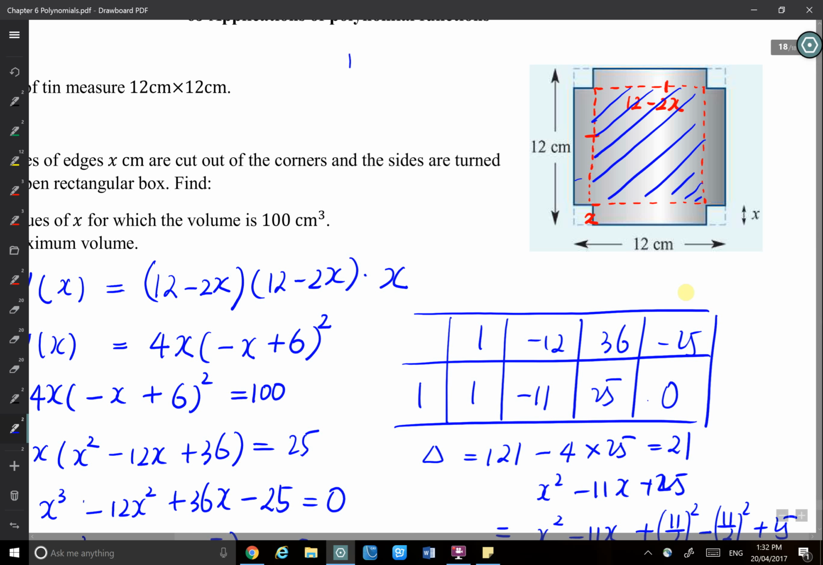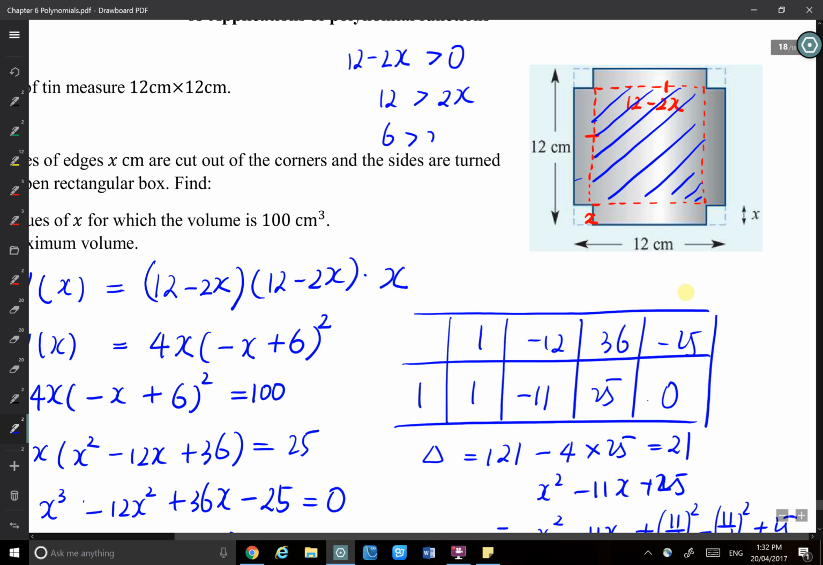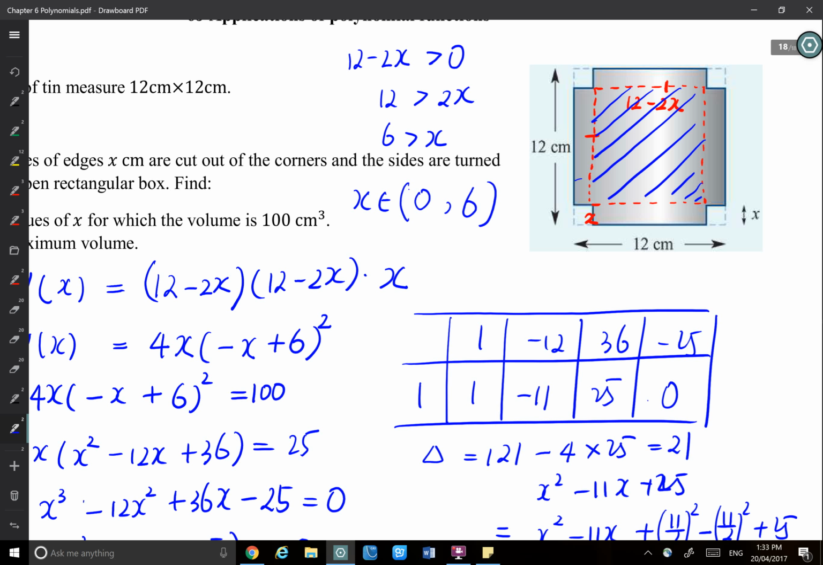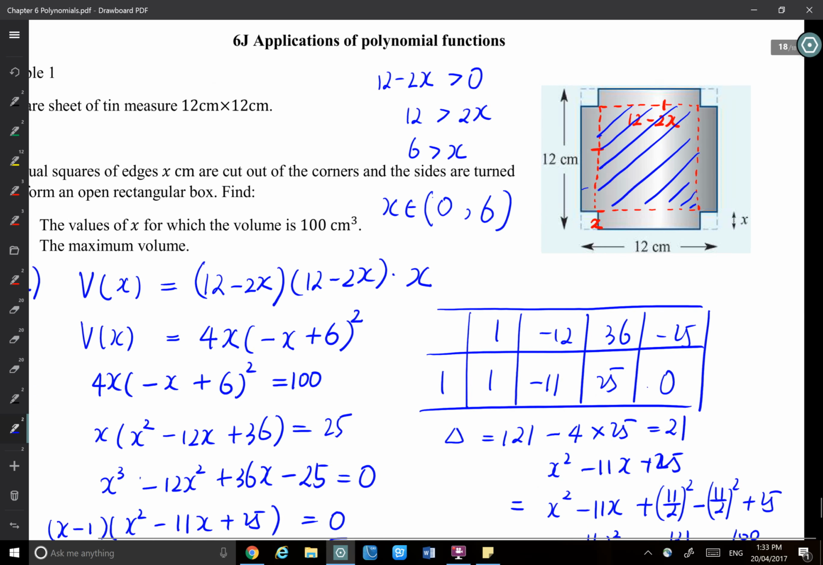So 12 minus 2x is the length and also the width. That number needs to be greater than 0. You can't have a negative length. So 12 needs to be greater than 2x, and then 6 needs to be greater than x. You can't have 6, because then everything is just gone. You can't have 0 because you need to cut something at least to have a height. So x needs to be in between 0 and 6.